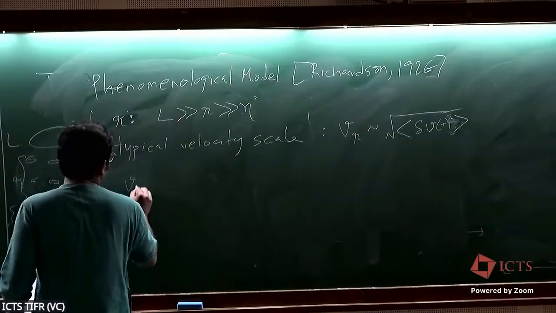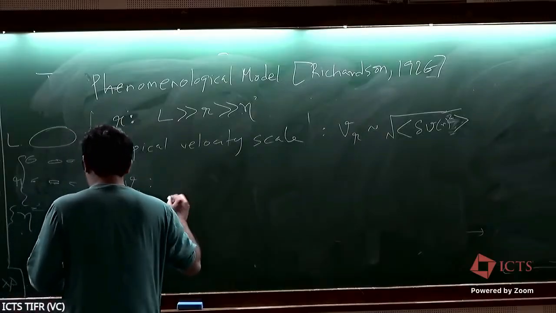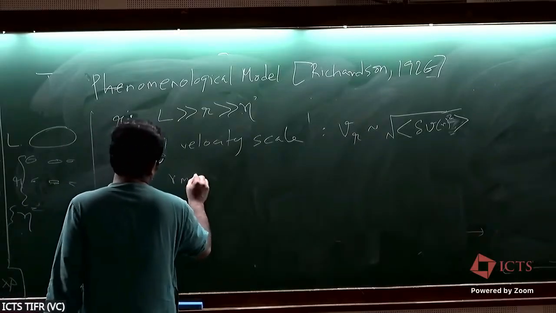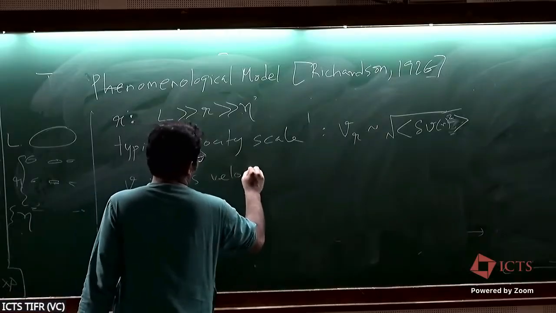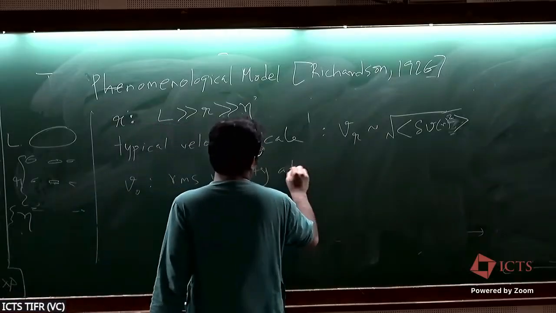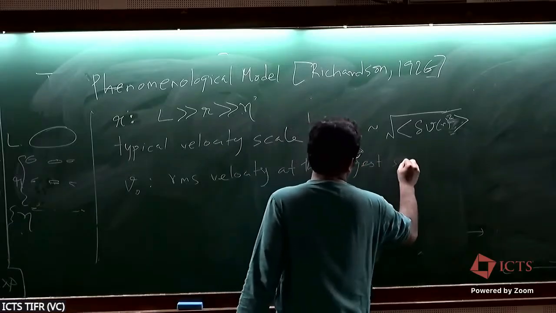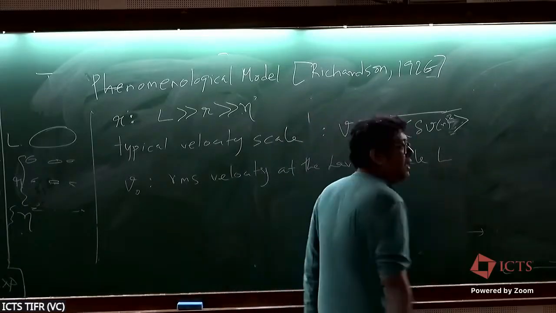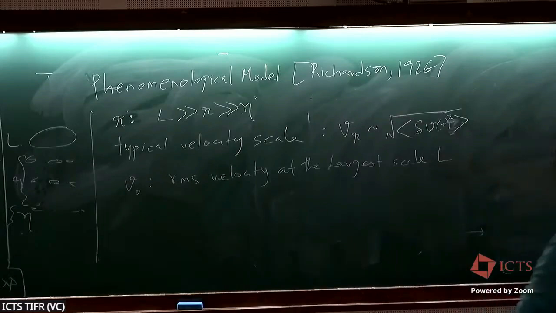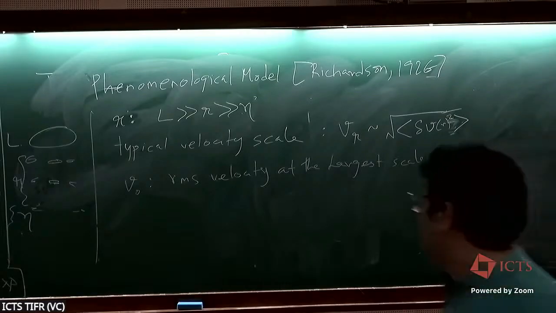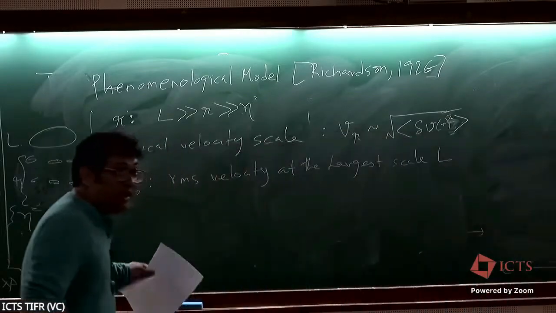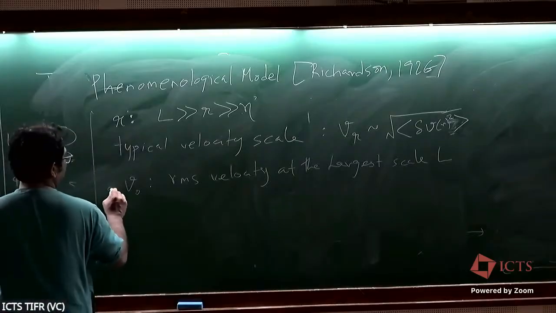We can also define some sort of RMS velocity at the larger scale. Again, none of these definitions are going to be very precise, but you would expect that the RMS velocity at large scales, where the fluctuations are not going to be that dominant, is a meaningful reference scale to have. Okay.